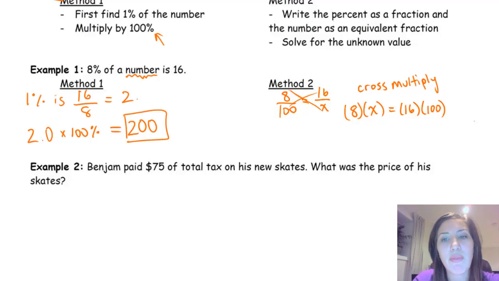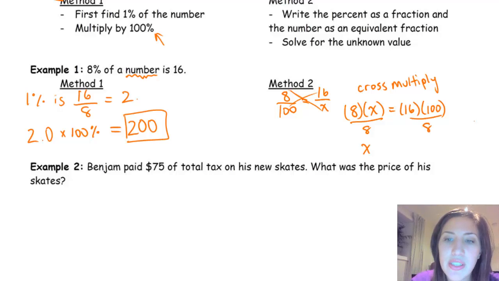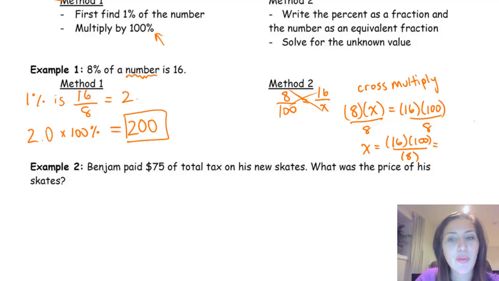So we need to get rid of it. Well, here we have 8 times x. So we need to do the opposite of timesing to get rid of the 8. What's the opposite of timesing? It's dividing. So let's divide both sides by 8. So we'll get x equals 16 times 100 divided by 8. And if you plug that all into your calculator, 16 times 100 is 1,600 divided by 8 gives you 200.